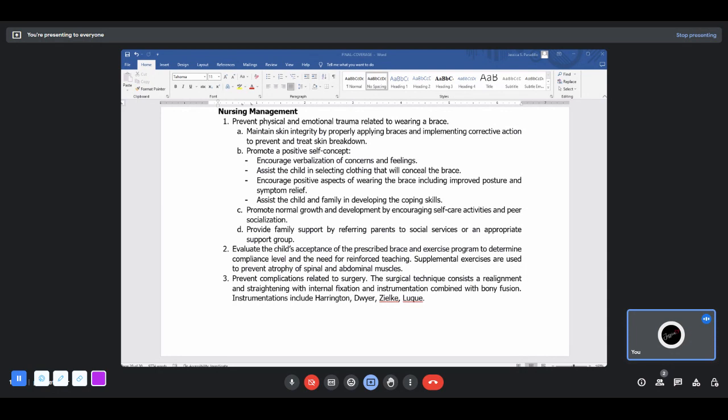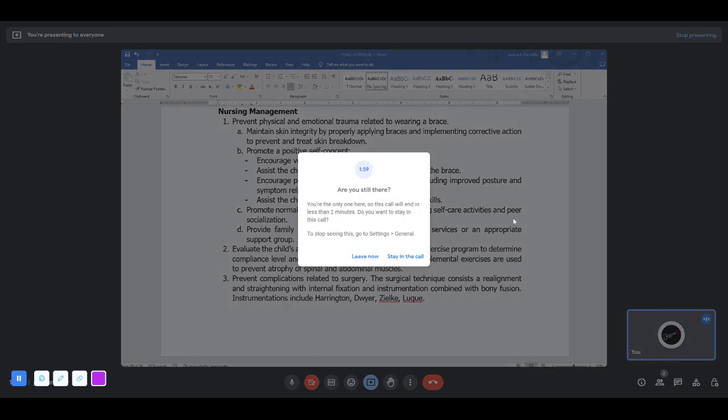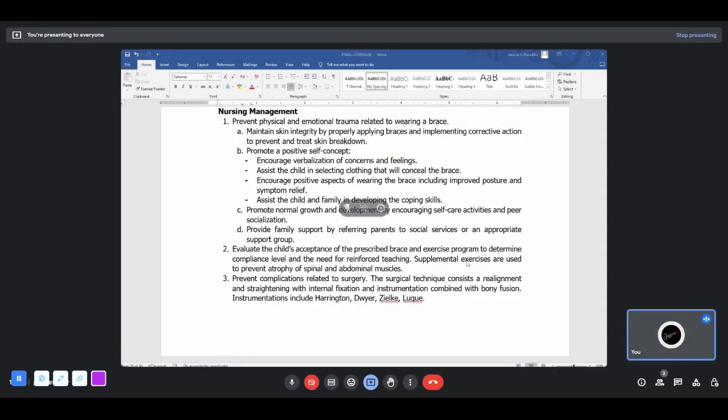So, kailangan nila ng assistive. And then also, to promote a positive self-concept. Okay, we encourage verbalization of concerns and feelings, assist the child in selecting clothing that will conceal the brace kasi baka mahihiya sila if there is an assistive device na nakalagay sa kanila. Assist the child in selecting, okay na to.